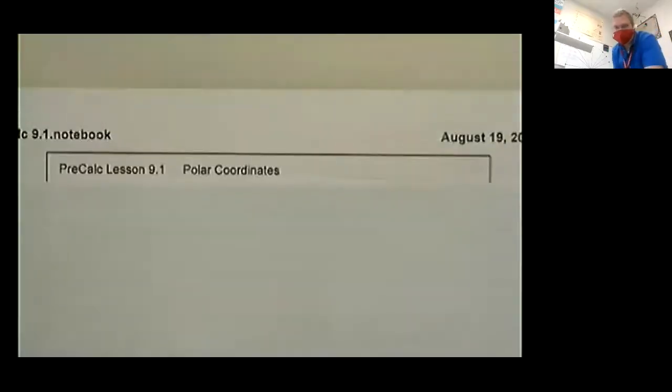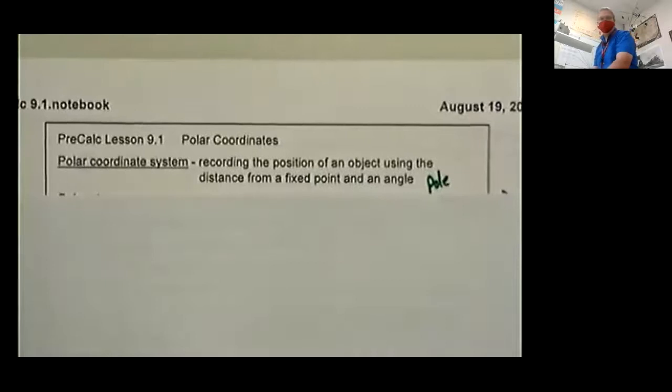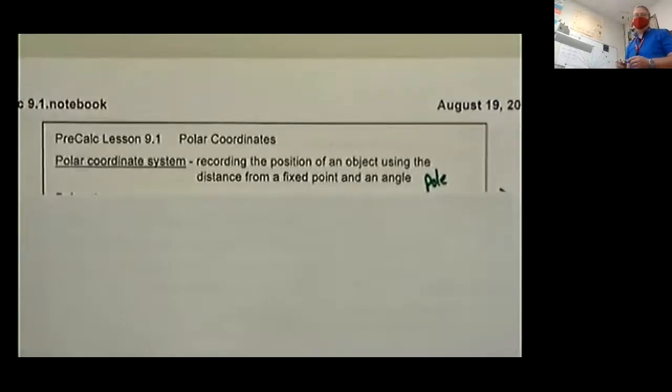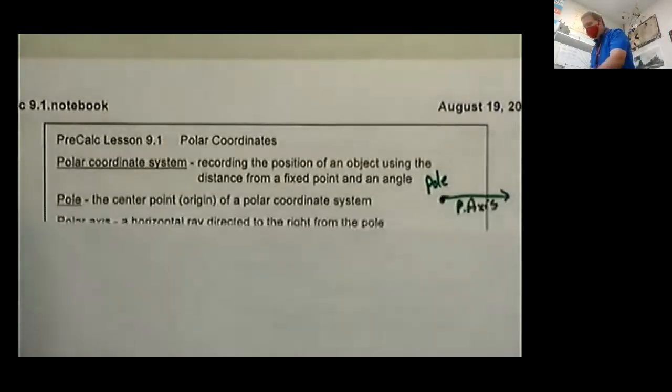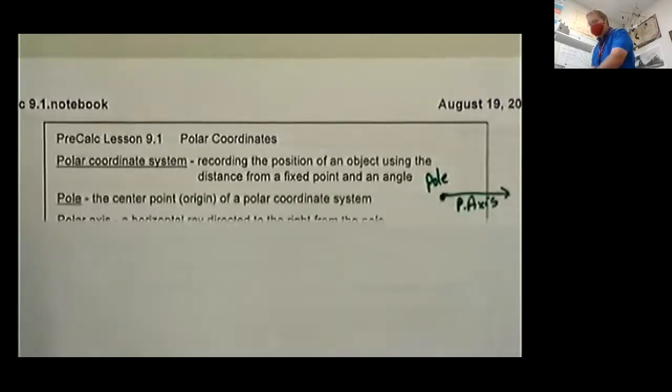So we're looking at graphing using polar coordinates. What are polar coordinates? A polar coordinate system is a process of recording the position of an object. We're going to use points to start, using the distance from a fixed point and an angle. So instead of using a rectangular Cartesian system, we're using a circle.